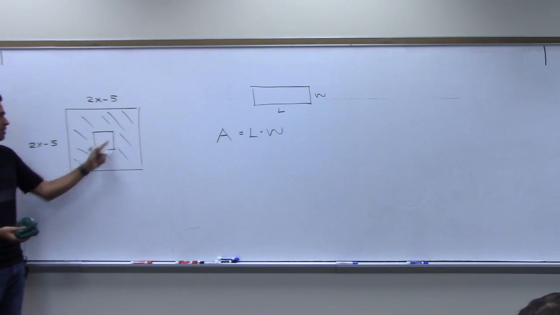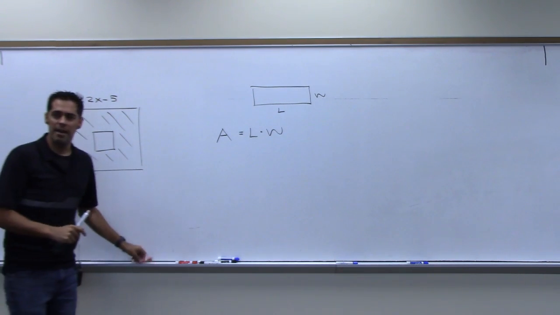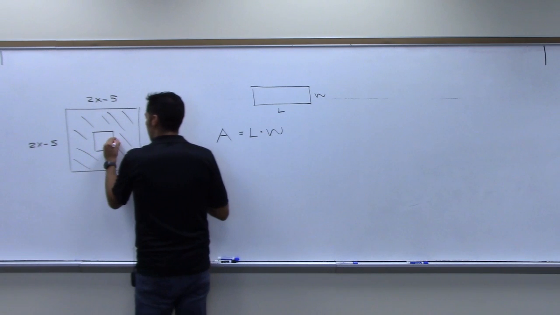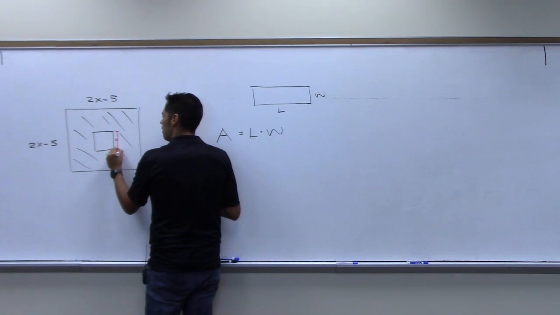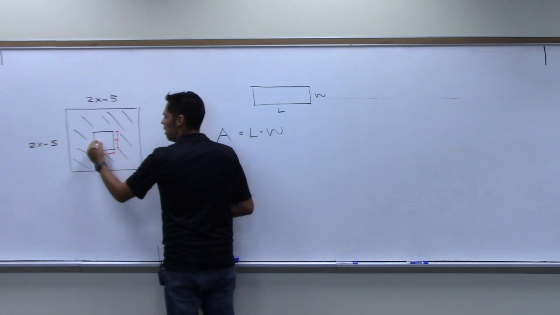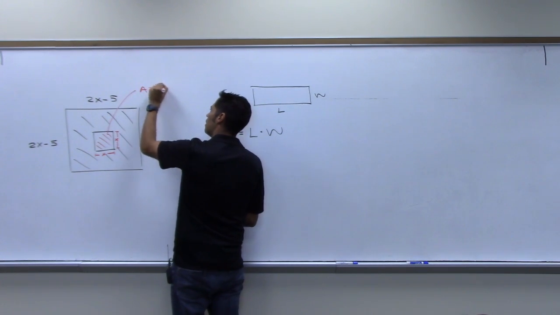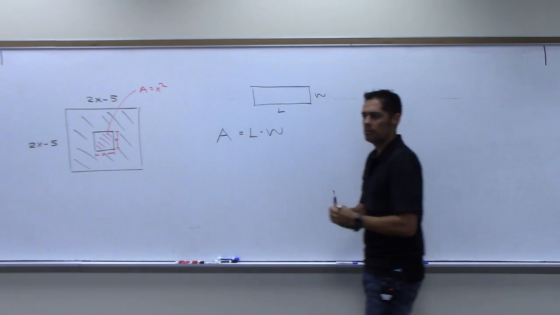Do we know the dimensions of this? It's in the word problem. The white square is x by x. So this side right here is x from here to here, and this side from here to here is x also. So the area of this red part, the area is x squared, isn't it? X times x.